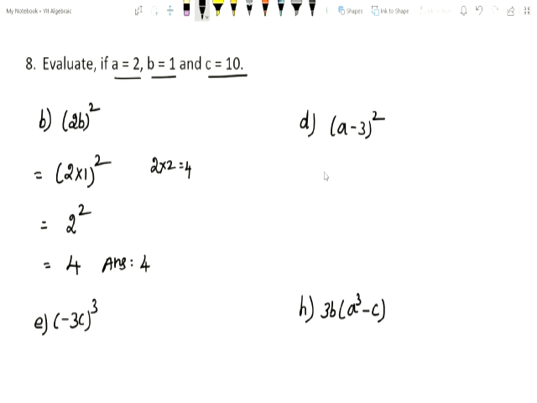a minus 3 the whole square. What is the value of a, children? 2. So 2 minus 3 the whole square. What will you get? 2 minus 3. One number is positive, another number is negative, so you have to subtract. So what will you get? Minus 1 the whole square. What is the meaning? Minus 1 into minus 1. 1 into 1 you get 1. Minus into minus you get plus. So minus 1 the whole square is plus 1. So what is the answer, children? Plus 1.